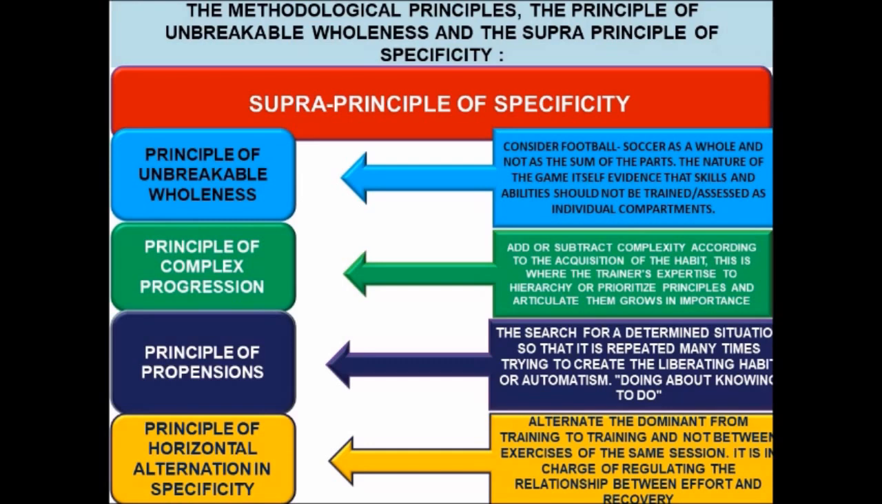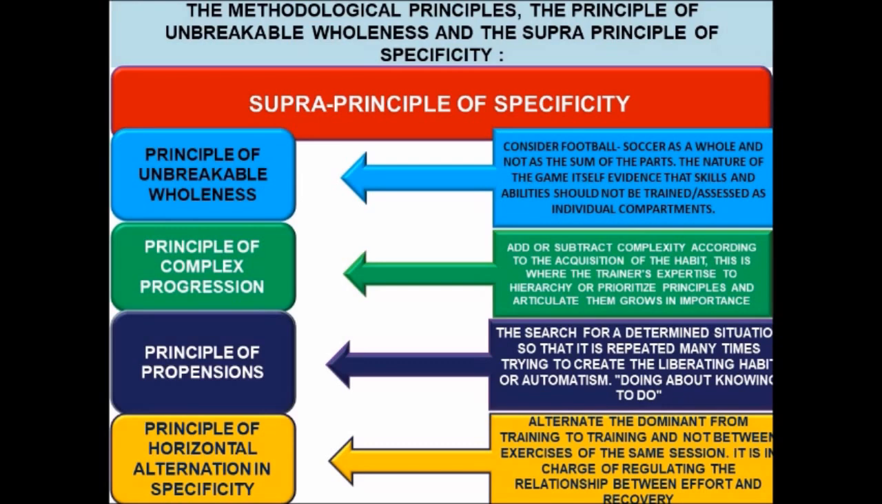And now we have the three pedagogical principles, okay, that we use in order for us to teach tactical positioning. The principle of complex progression. Add or subtract complexity according to the acquisition of the habit. This is where the trainer's expertise to hierarchize or prioritize principles and to articulate them grows in importance, okay? So we're going to always prioritize according to the complexity, from more simple to more complex, not only in the sessions, but also in the game model and throughout the whole year, or the whole cycle.